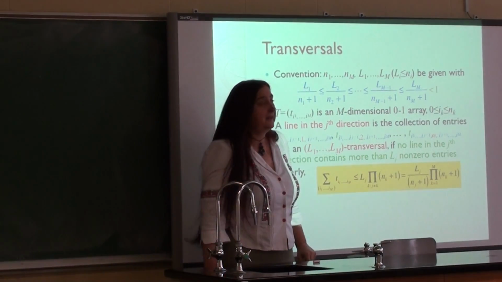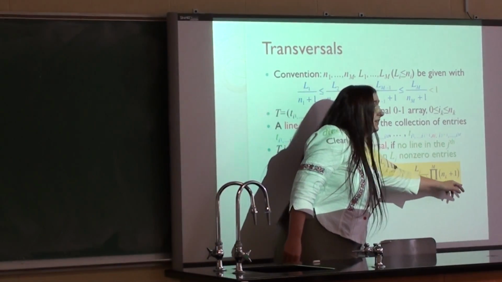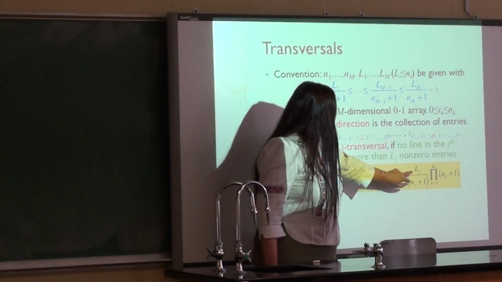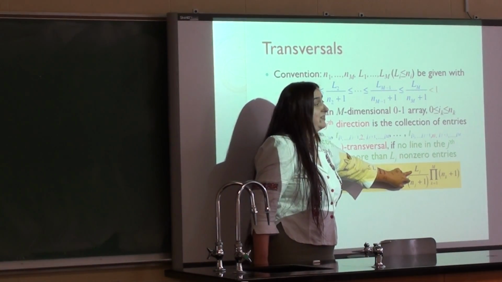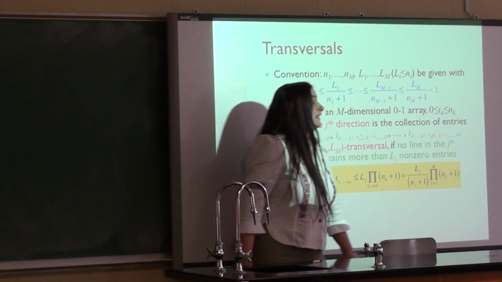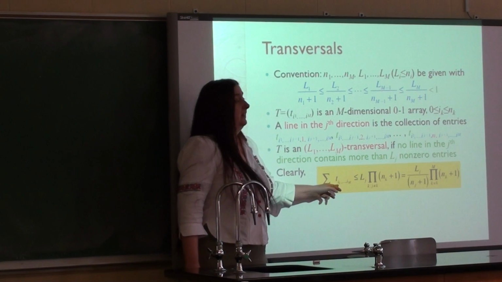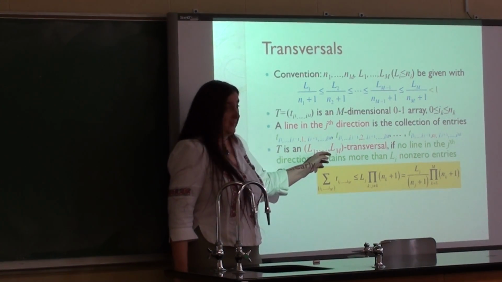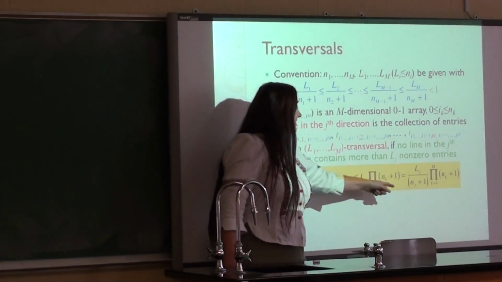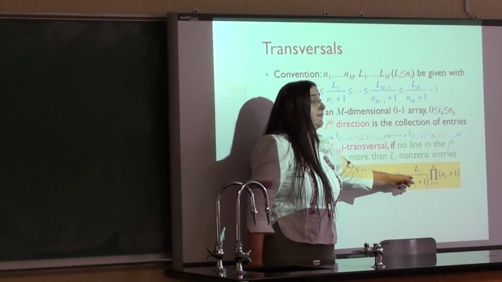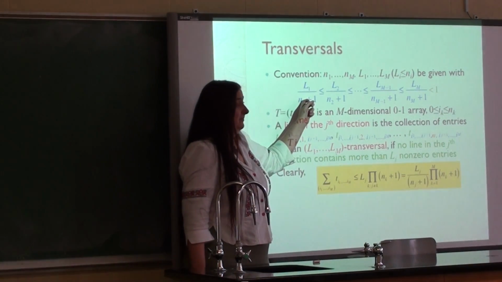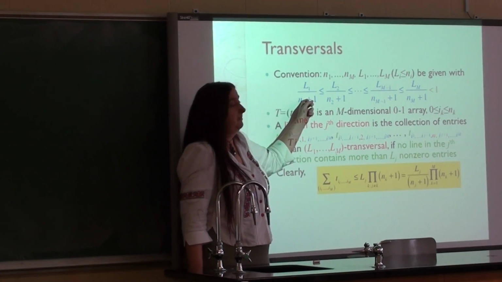Why did I want to do that? Because now this is a constant. This is just the total number of entries in the matrix, and this is the parameter that actually gives me a bound. So this fraction of the total number of entries in the matrix is what I'm allowed to have in an L1 transversal. Obviously, depending on which j I choose, I could choose any one of the j's, and I have a different upper bound. But only one of them matters, the smallest one, because the rest of them give me a worse bound.